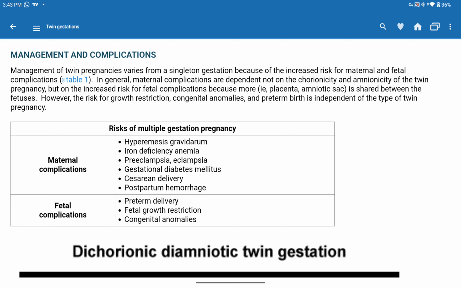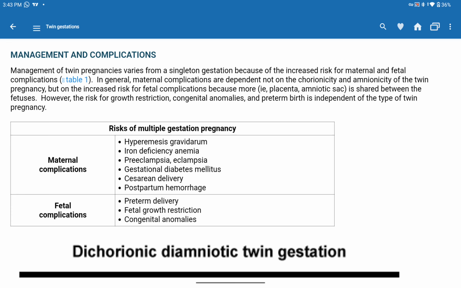And the fetal complications: the preterm delivery, which I have already explained, is mostly due to preeclampsia and eclampsia, where we have to induce. The second cause of this is the increased number of oxytocin receptors, that also leads to preterm delivery, and it is one of the most common complications of twin gestation.